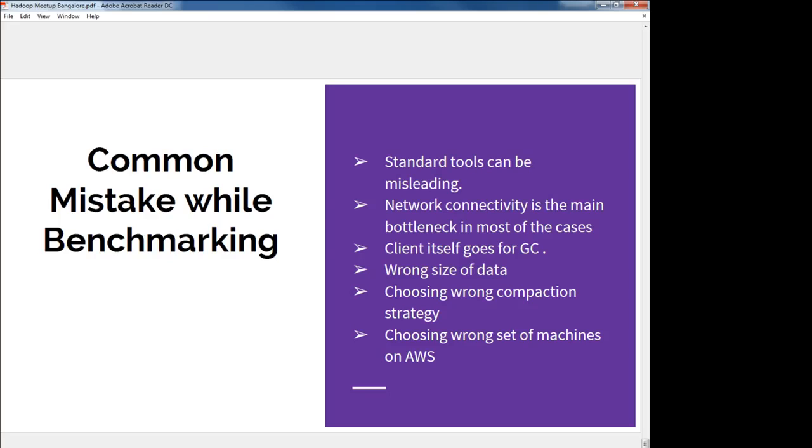Choosing the wrong sets of machines on AWS. As I told before, when you are choosing AWS, it comes with a clause saying that you share the resource. When you go for a higher-end machine, the chance of sharing the machines comes down. Thereby, you can safely assume that you will be the only one using that resource.